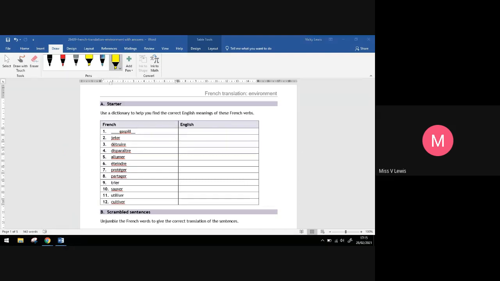and here we've got vocabulary: gaspiller, jeter, détruire, disparaître, allumer, éteindre, protéger, partager, trier, sauver, utiliser, cultiver. Okay, so thinking about what those are.